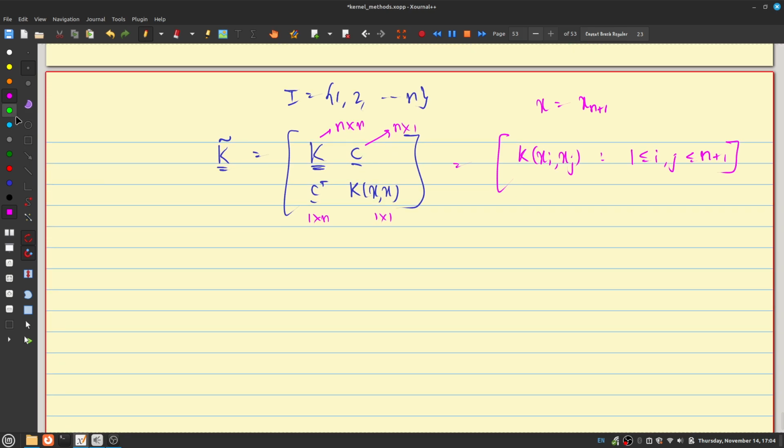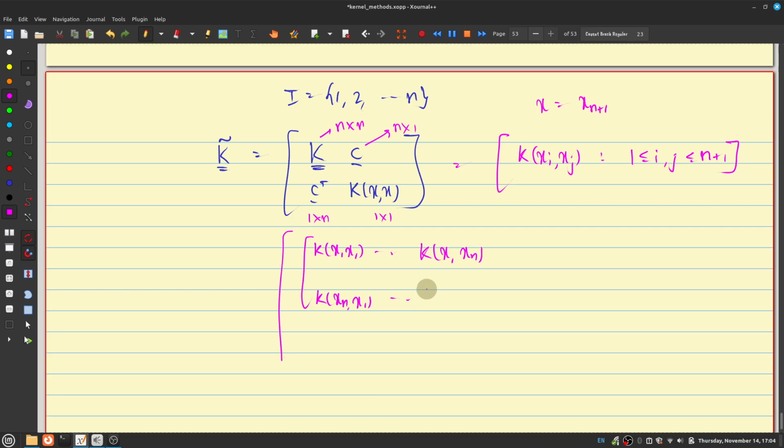So basically, let me write it down the following way. This is k(x1, x1), up to k(x1, xn), down to k(xn, x1), k(xn, xn). This was the Gram matrix corresponding to the x1 through xn that defined f. Now I'm introducing a new element, x_{n+1}, and looking at the Gram matrix of x1 through x_{n+1}. So what would be the Gram matrix corresponding to that?